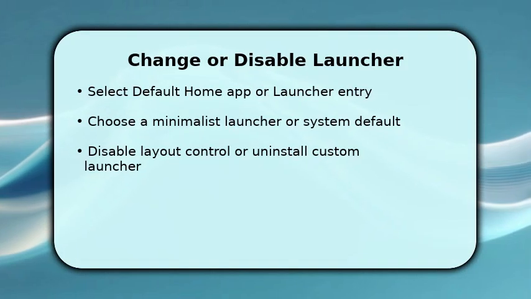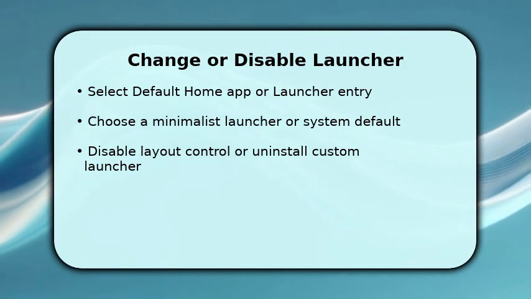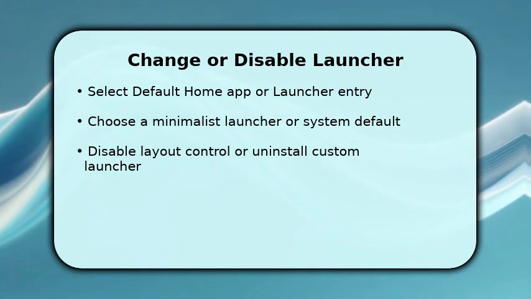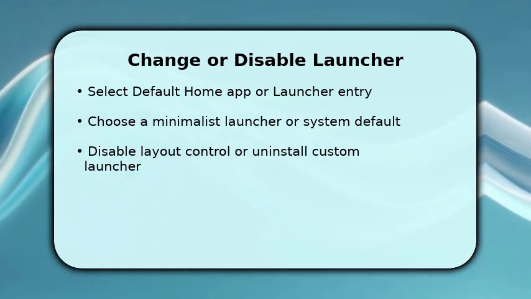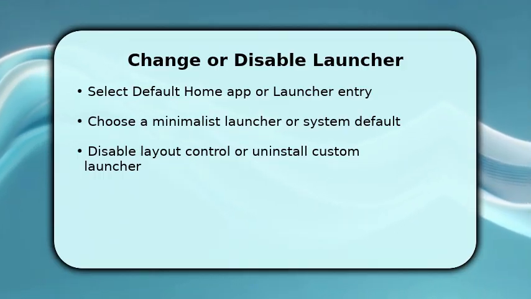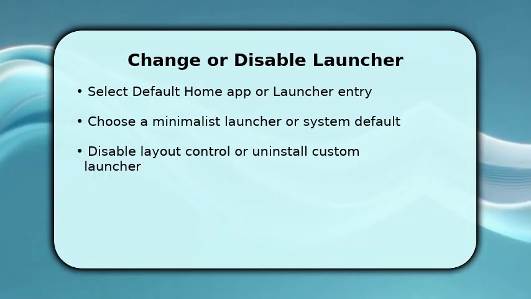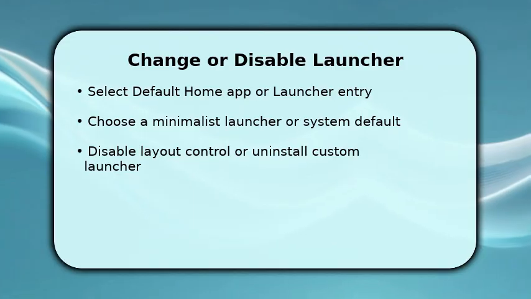Now change the active launcher to remove unwanted layout behavior. Tap Default Home App and review installed launchers. If a custom launcher created fixed layouts, select the system default or a minimalist launcher that doesn't lock icons. Once selected, clear the custom launcher's defaults and, if possible, uninstall or disable it to prevent automatic layout restoration.